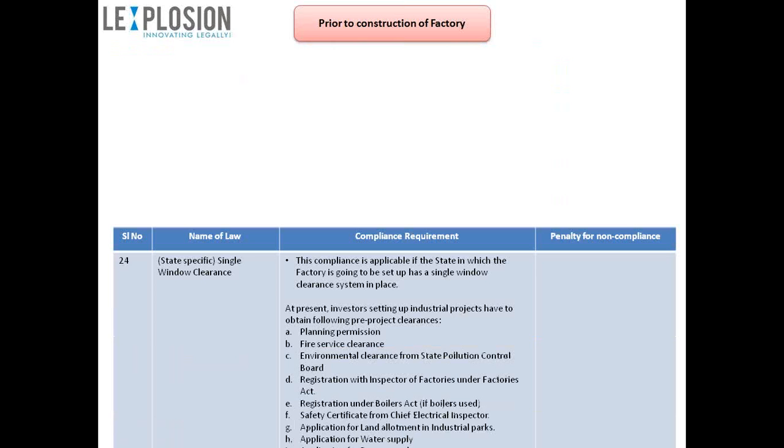So you have this single window system in some states like Gujarat, Tamil Nadu, Punjab, Rajasthan. A lot of other states are working on this single window clearance system, and I'm sure we're going to have many of these in the near future. But for now, the states are stated in the slide. Going on to the next enactment.